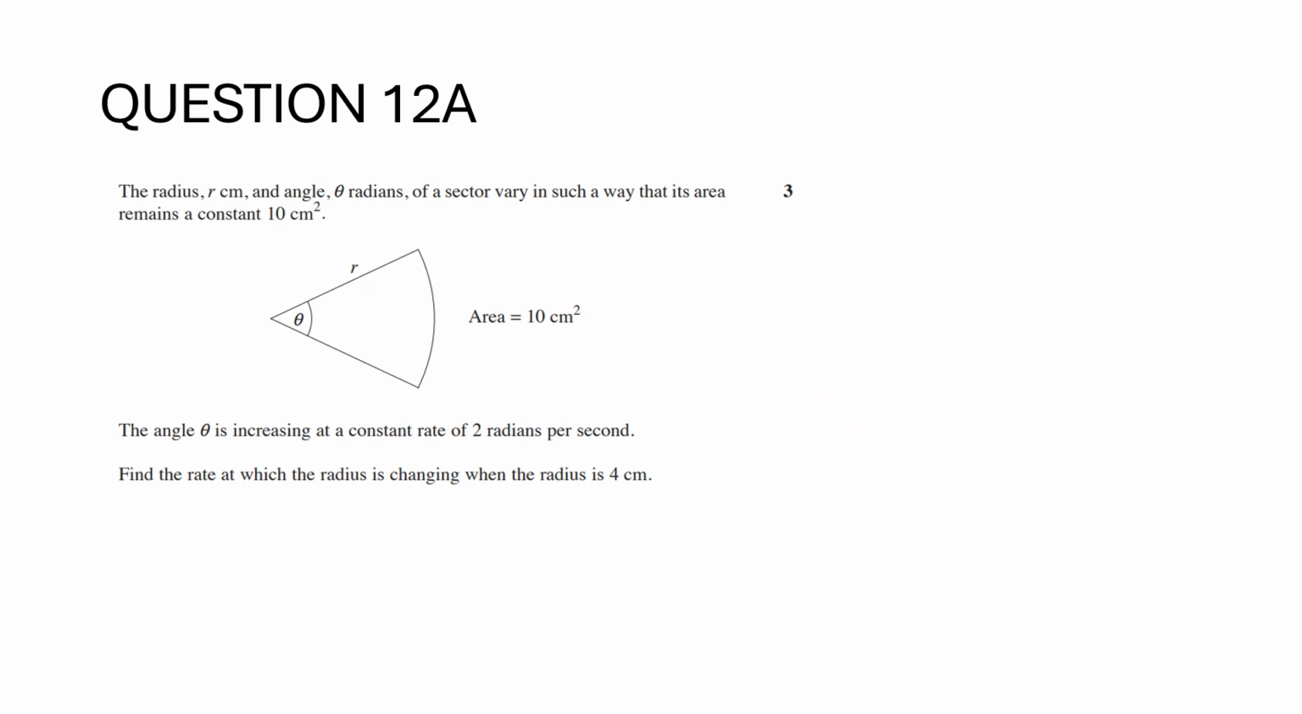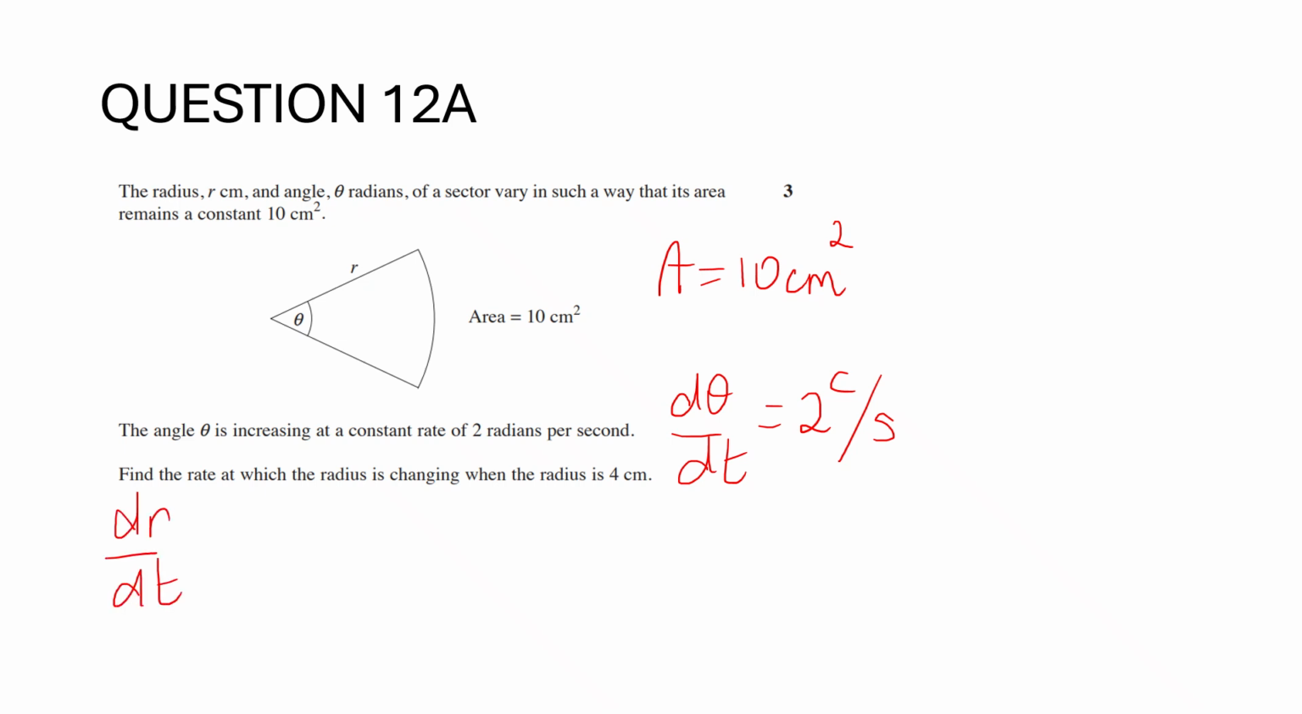12a. The radius r centimetres and angle theta radians of a sector vary in such a way that its area remains constant at 10 centimetres squared. The angle theta is increasing at a constant rate, so d theta dt, of 2 radians per second. Find the rate at which the radius is changing. So we want dr dt when the radius is 4 centimetres.